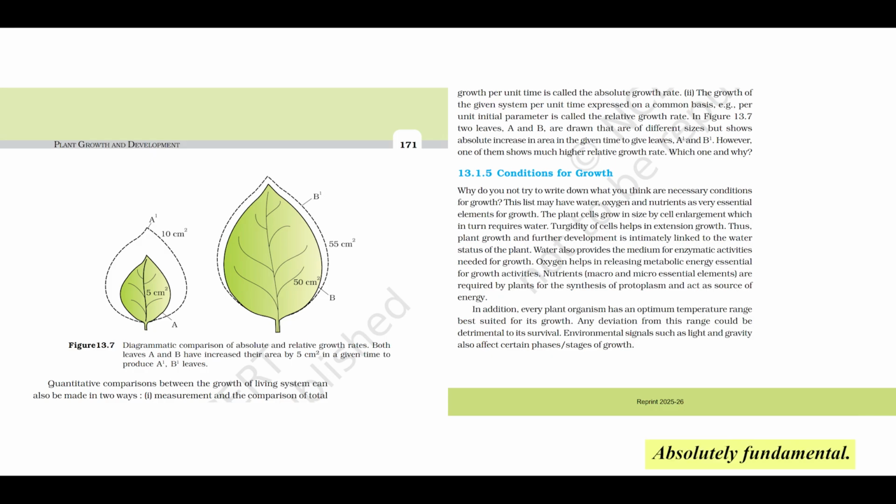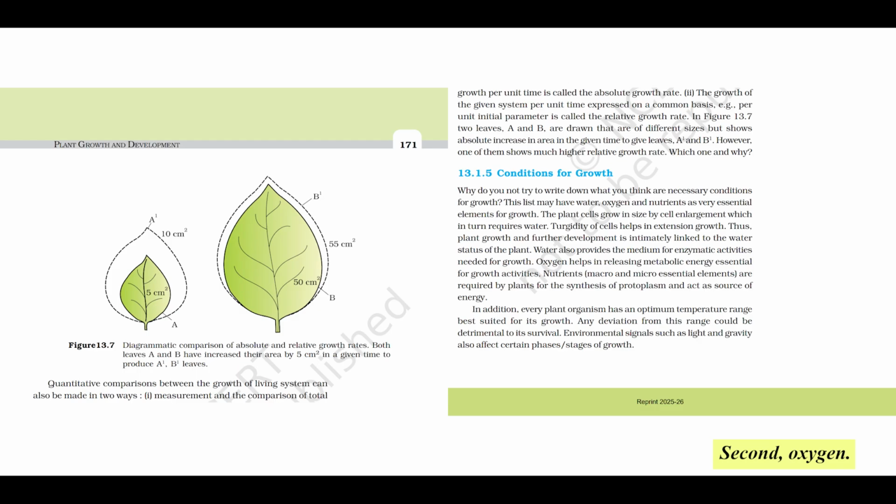First, water. Absolutely fundamental. Cell enlargement, which drives most growth, depends on turgidity, that internal water pressure. Turgor pressure pushes the cell wall out. Exactly. It drives extension growth. No water, no turgor, no growth. Plus, water is the medium for all enzymatic activities needed for metabolism. Can't live without water. Got it.